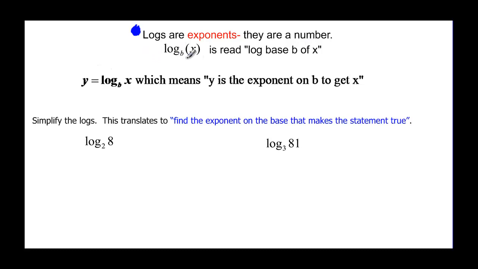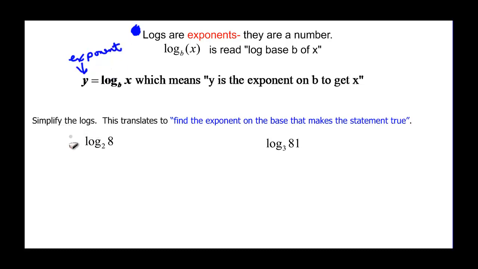Now, when you see a log that looks like this here, it's red, log base b of x. So the base is going to be some little subscript number down here. And then you're going to have this x, which is actually called an argument. So y equals log base b of x means that y, over here on this other side, remember logs are exponents, so y is the exponent on b, the base, that will give you this x.